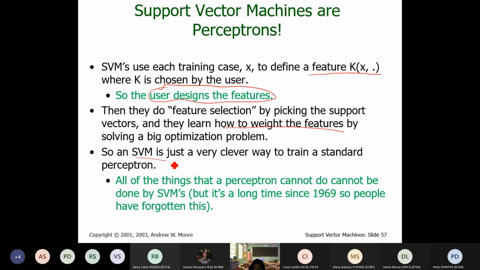As I told you, SVM is a very clear way to train a standard perceptron, but it still remains a perceptron. So everything that a perceptron cannot do cannot also be done by SVM. For example, the XOR cannot be solved by an SVM.